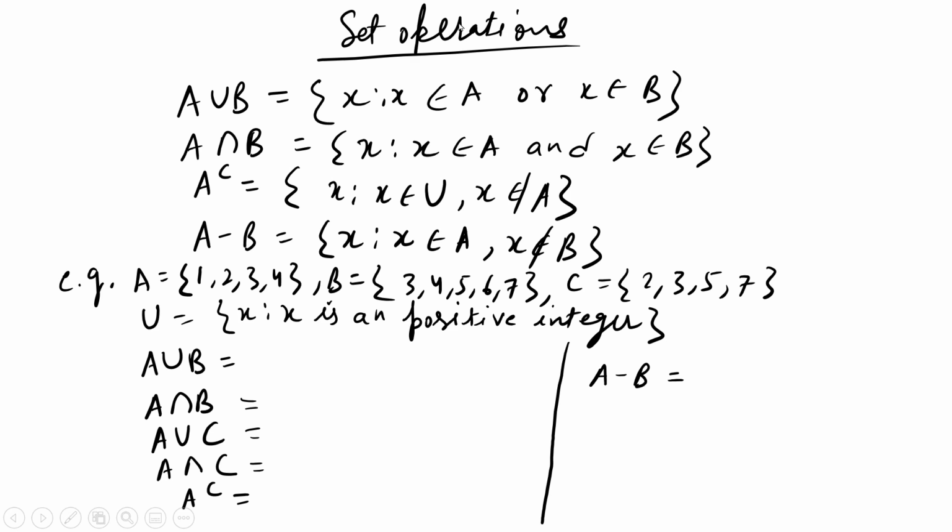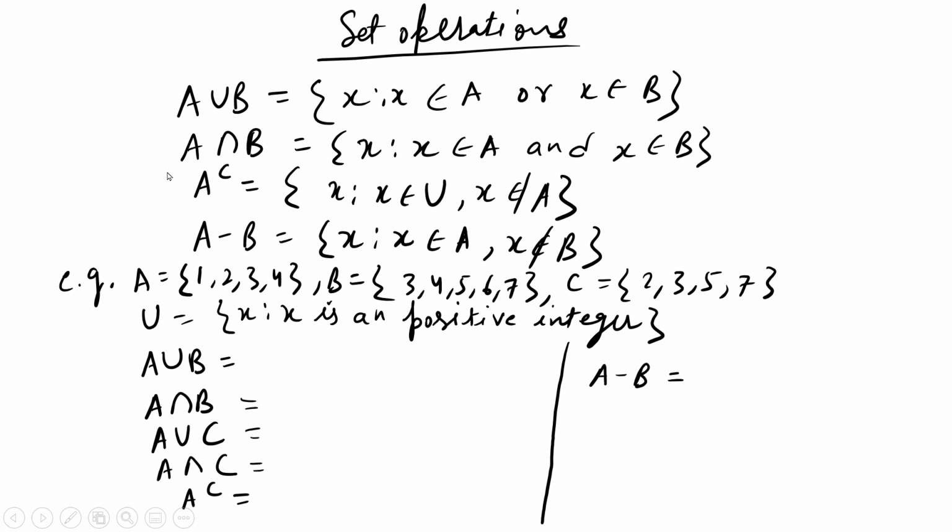So we also have set operations like A union B. The definition tells us that A union B is the set of x such that x is in A or x is in B. So either x belongs to A or x belongs to B. A union B has all the elements of A and B.